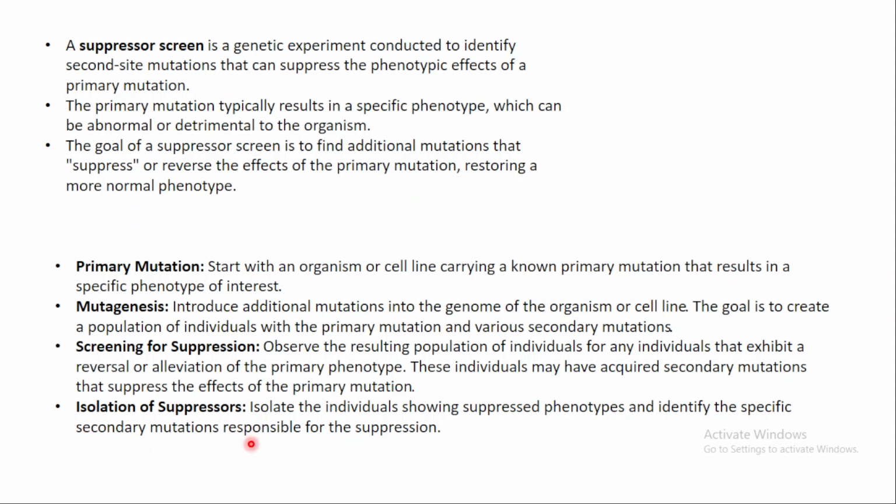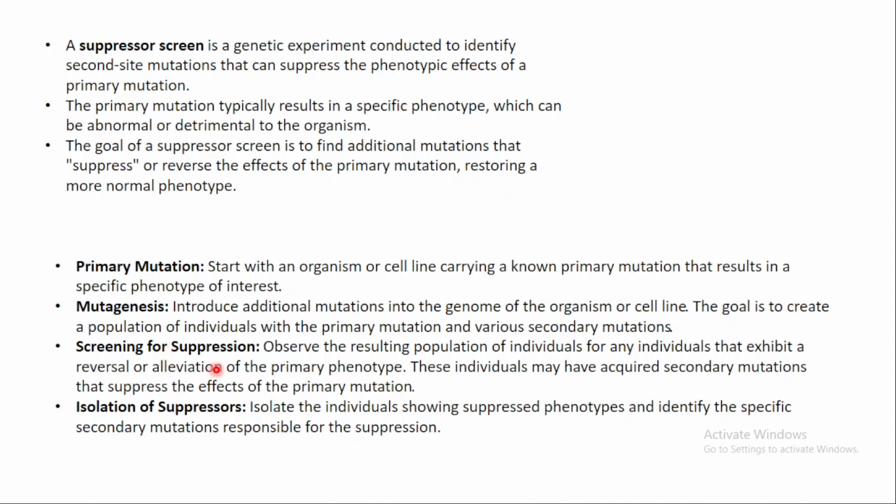This is a simple step-by-step method of performing a suppressor screen. First we have to identify the primary mutation. Start with an organism or cell line carrying a known primary mutation that results in a specific phenotype of interest. Let's say a mutation in a gene is causing loss of some nutrient or whatever phenotype. Then we perform mutagenesis, introducing additional mutations into the genome of the organism which already has a primary mutation. The goal is to create a population of individuals with the primary mutation and various secondary mutations.